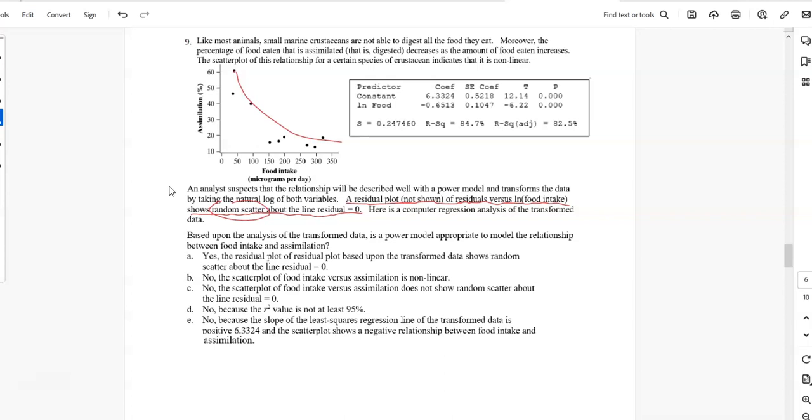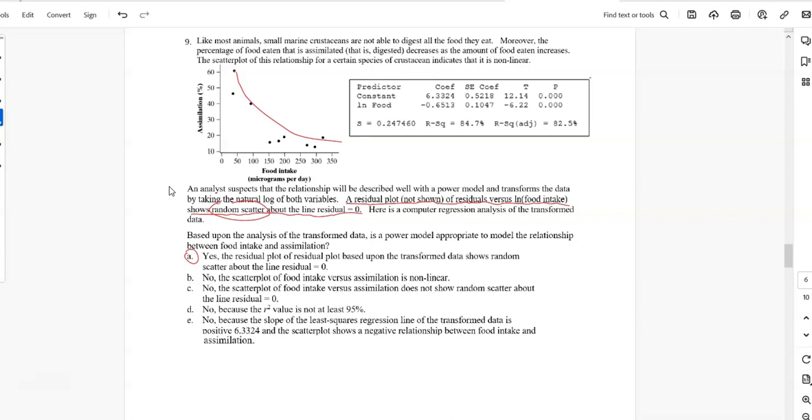Based upon the analysis of the transformed data, is a power model appropriate? So we took the logs and, hey, did it work or not? Yes, the residual plot based on transformed data shows random scatter. They said that, so that does seem true. Let me double check that.